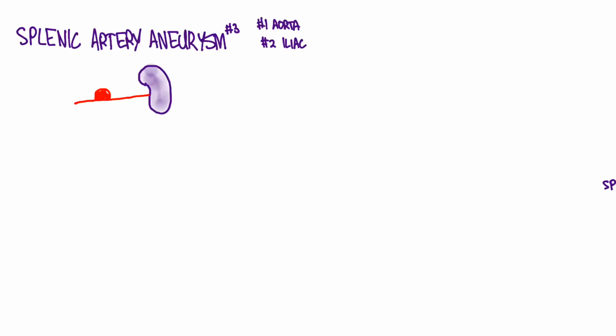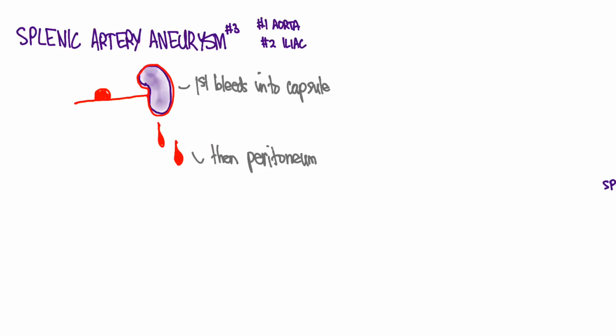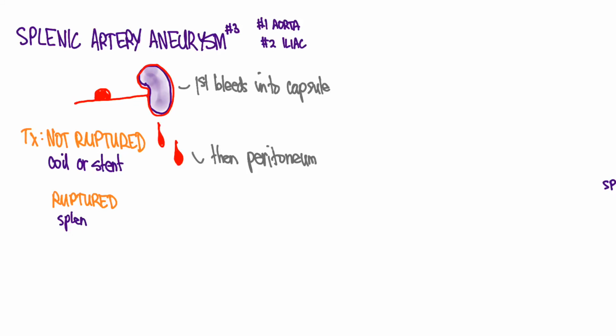And so usually the first thing that happens is when it bleeds, it kind of bleeds within the capsule. And then after that, it spills out into the peritoneum. It itself carries a high mortality. And treatment really depends on where you catch it. If it hasn't ruptured yet, then you can coil it or place a stent. Now, if it has ruptured, then you need to do a splenectomy.